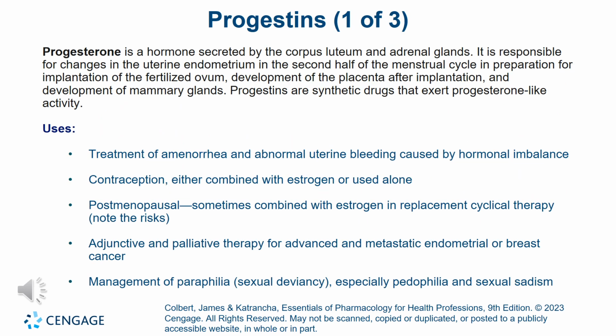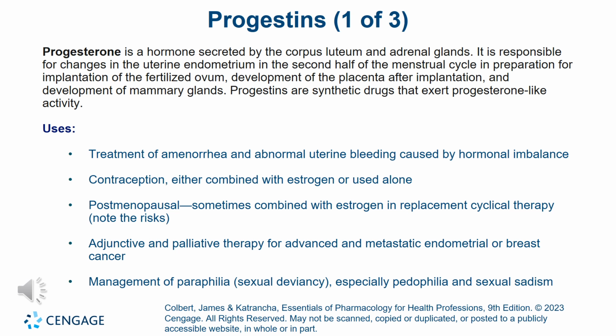Progestins. Progesterone is a hormone secreted by the corpus luteum and adrenal glands. It's responsible for changes in the uterine endometrium in the second half of the menstrual cycle in preparation for implantation of the fertilized ovum, development of the placenta after implantation, and development of mammary glands. Progestins are synthetic drugs that exert progesterone-like activity.